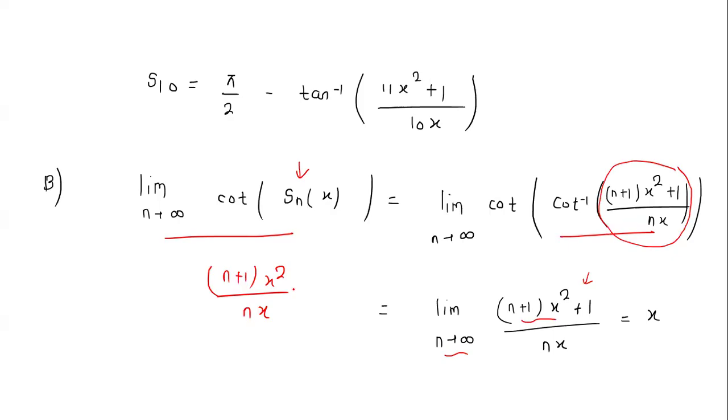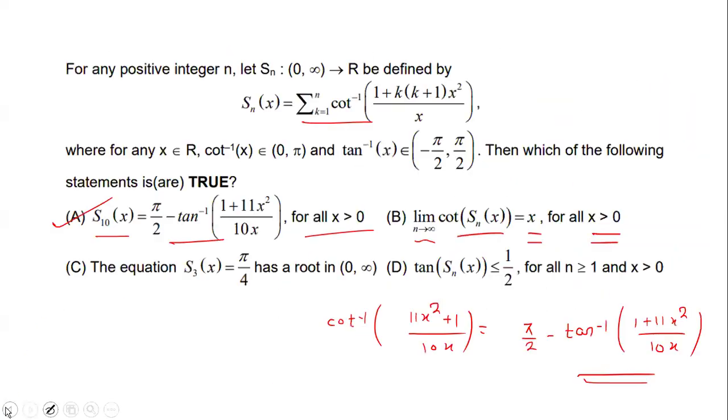So this n plus 1 times x square plus 1, for n tending to infinity, we can write this same as n plus 1 times x square. We can ignore 1. And if you see, then n tending to infinity, this and this will also cancel, and 1x will also cancel, and the remaining thing is only this x. So we can say that this option is also correct. For all x greater than 0, this limit is equal to x.